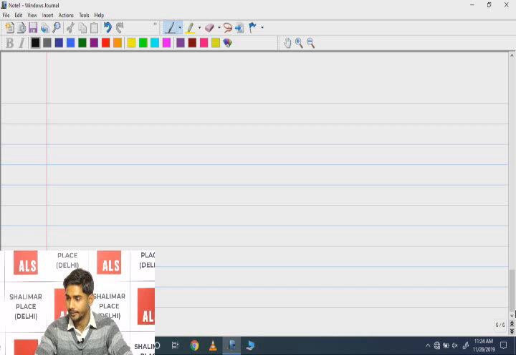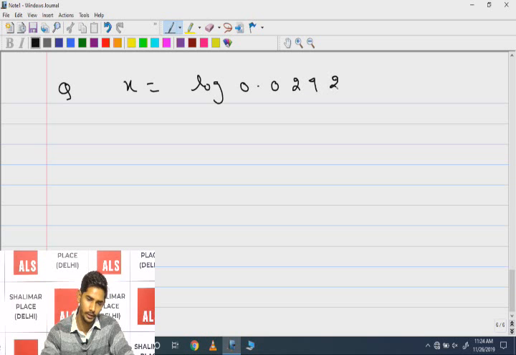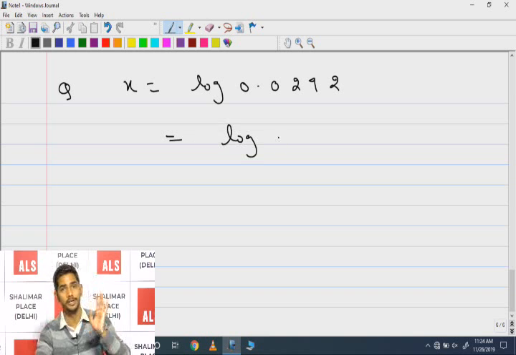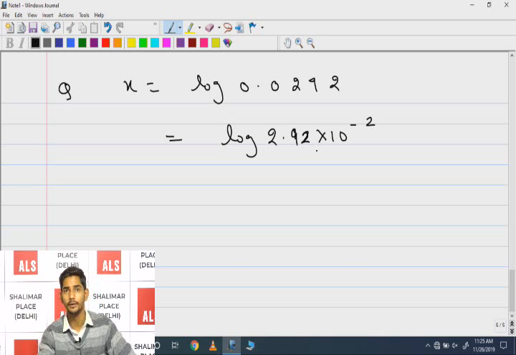Let's check the value of this one as well. x is equal to log 0.0292. Guys, check out this one. This time we have to shift the decimal from left side to right side. So this will become 2.92 times 10 to the power minus 2. Now just tell me the value of 29 at 2.